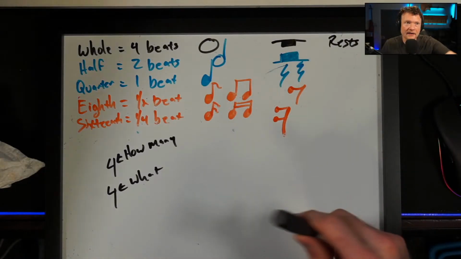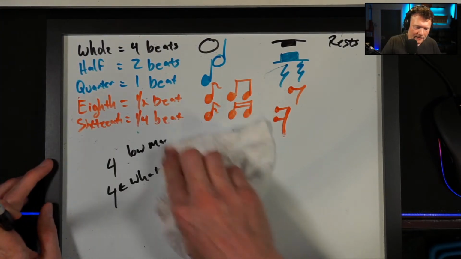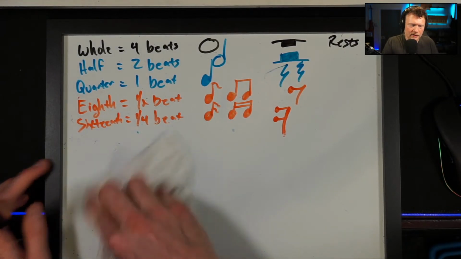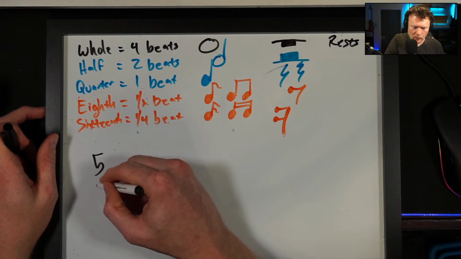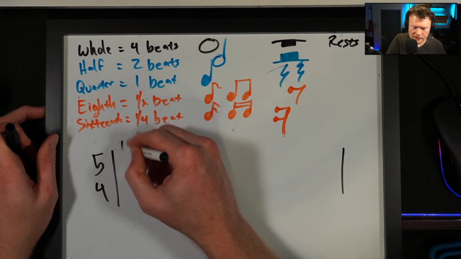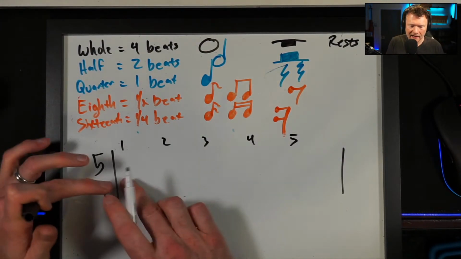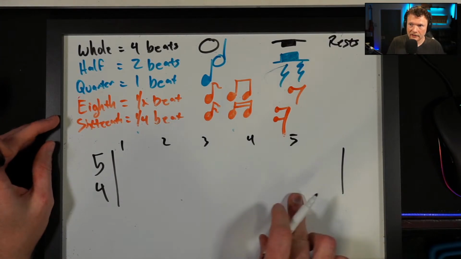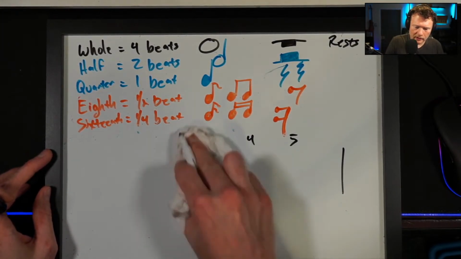That's actually kind of how you could think of it, like pizza. The top number tells you how many, and then the bottom number tells you what it is. So if you had 5/4, that would mean there would be 5 beats or 5 pulses. 1, 2, 3, 4, 5, and you would have to have 5 beats written out here. If I had 6/4, you have to have 6, and so on and so forth.